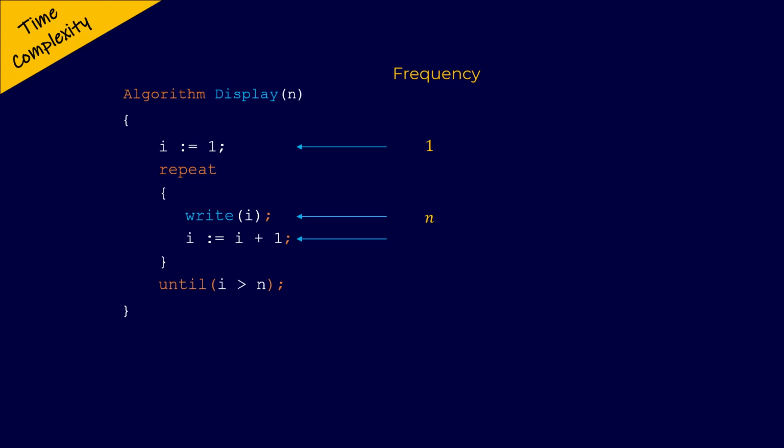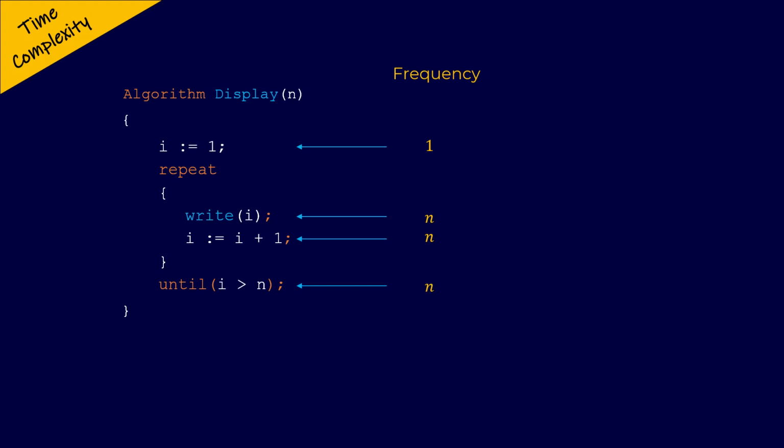The increment statement is also a primitive statement which will be taking unit time to compute. But since the increment statement is inside the repeat until loop, and the statements inside the repeat until loop will be executed for n times, therefore, this increment statement will be taking 1 multiplied by n times to execute, which is n times. Then the condition evaluation in the repeat until loop will itself take n times to execute.